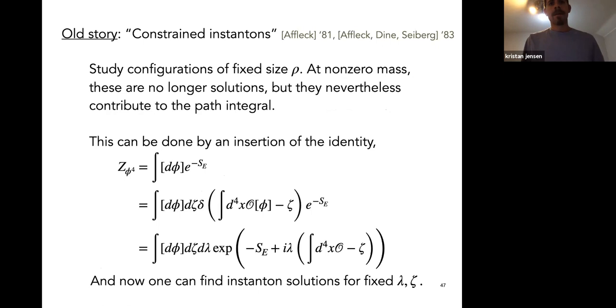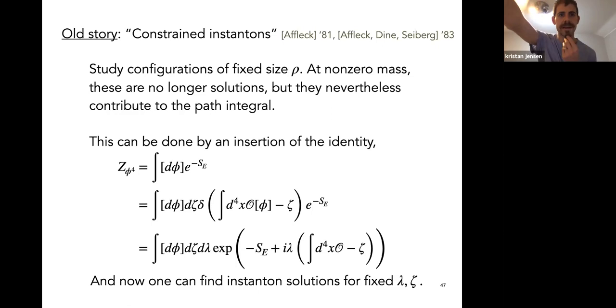What you'd like to do in words is to study configurations of fixed size, so at fixed values of the size modulus. Once the mass is not zero, there are no longer solutions. But they're still contributions to the path integral. They obey all the boundary conditions. And you can imagine integrating over them, at least at one loop, and maybe if you're adventurous, going beyond one loop. In practice, one of the things that appears in these nice old papers of Affleck is a way to do this somewhat systematically, to arrive at these configurations in the massive theory and to start integrating over them.